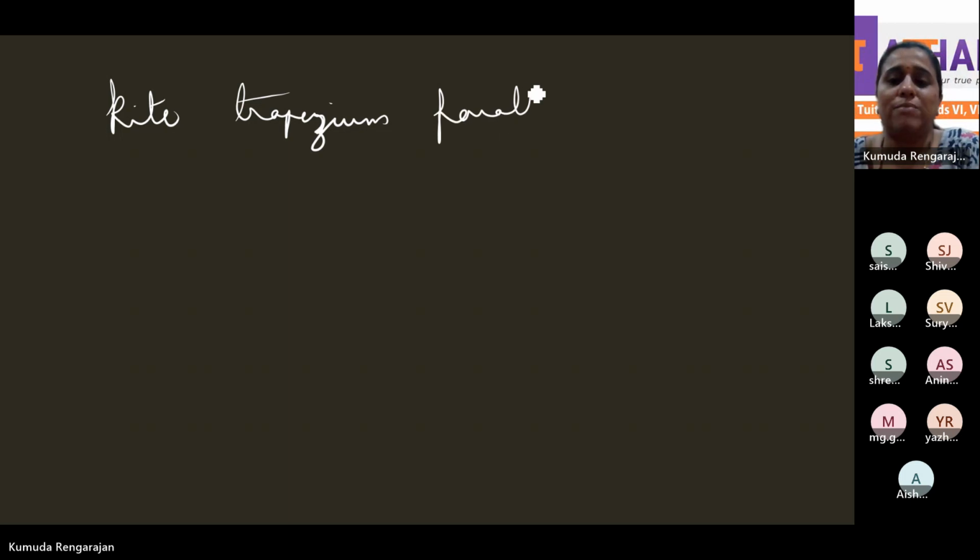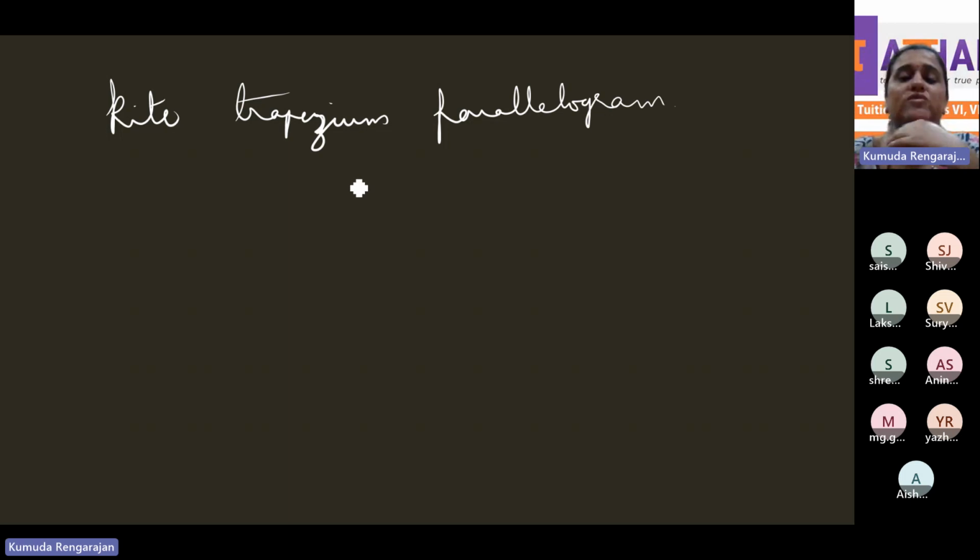Parallelogram. A quadrilateral in which both the pairs of opposite sides are parallel. There are four sides and two pairs of opposite sides. So if no pair is parallel, it's a kite. If one pair of opposite sides is parallel, trapezium. If both pairs of opposite sides are parallel, it's a parallelogram.